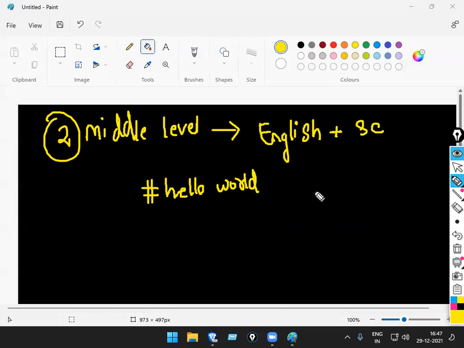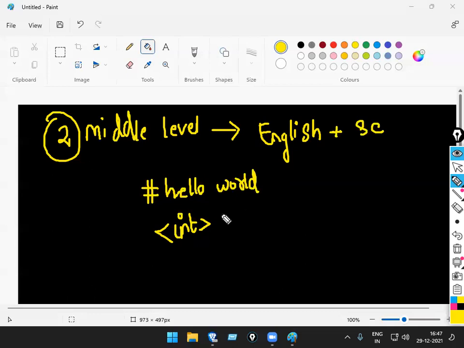Are you able to read hello world? But are you able to understand the meaning of this hash? No. If I write int also, you are able to read the int, but you're not able to understand why this less than greater than symbol is there. This is called what? Middle level, where some things you are able to understand and some things you are not.